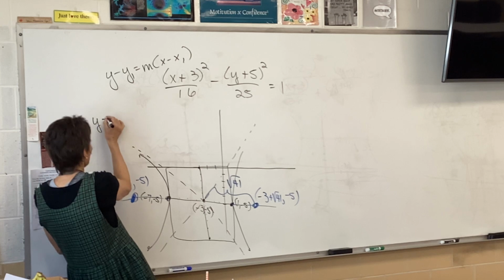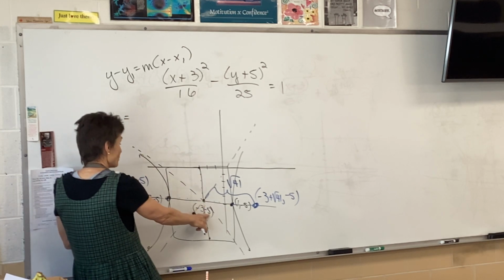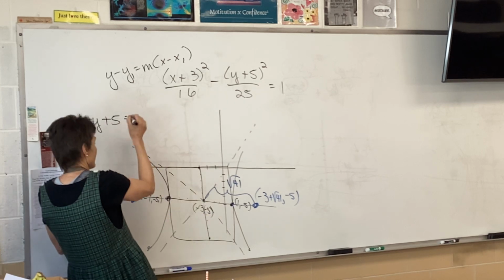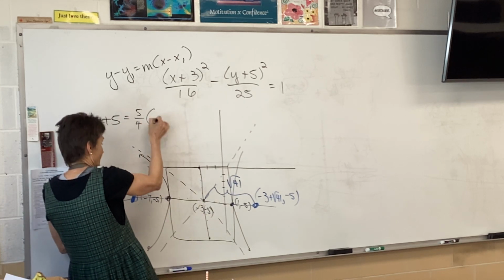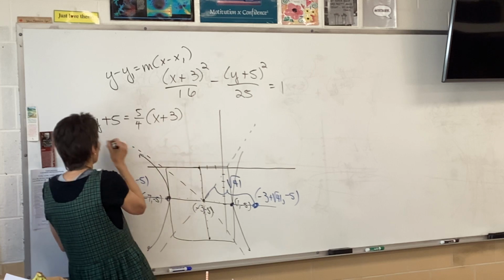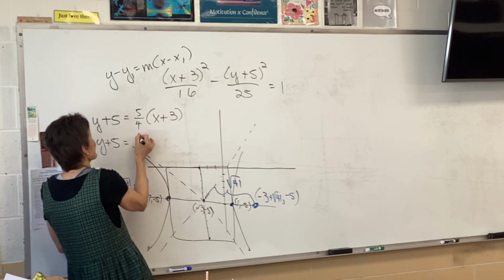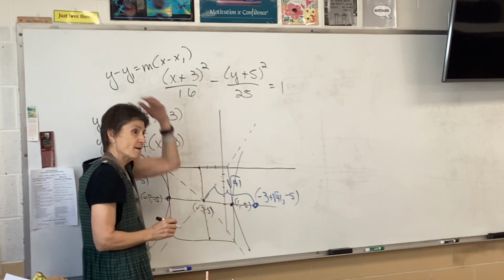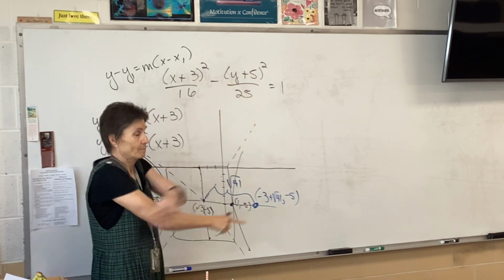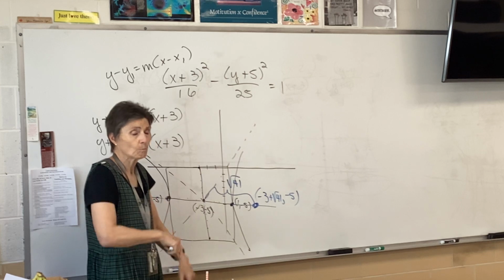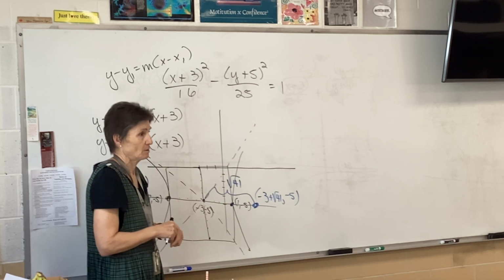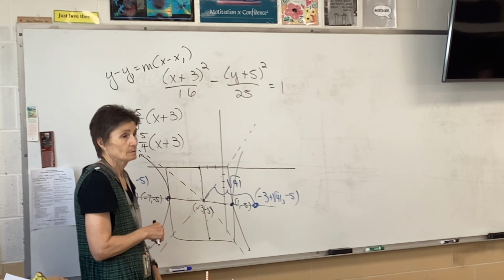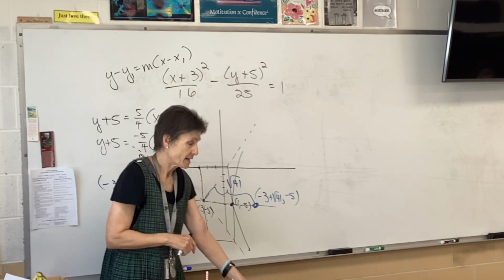So y plus 5, remember the y goes with the y coordinate. And what do you say, 5/4? x plus 3. Or y plus 5 equals -5/4, x plus 3. You always have two asymptotes. One has a positive slope, one has a negative slope, and they're the same number, because they came from the same box. Everybody got it?